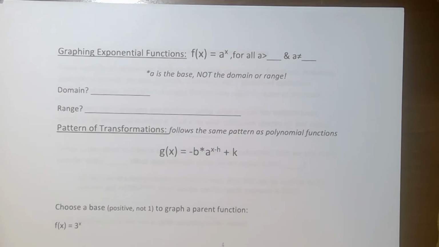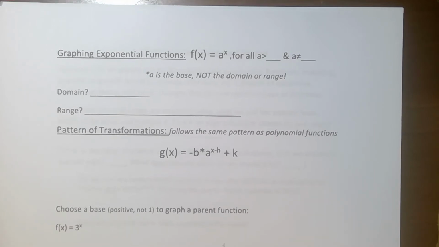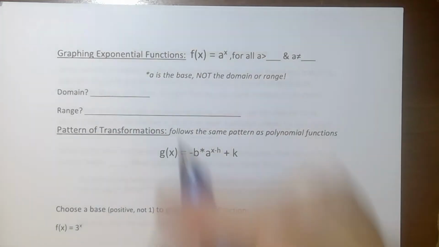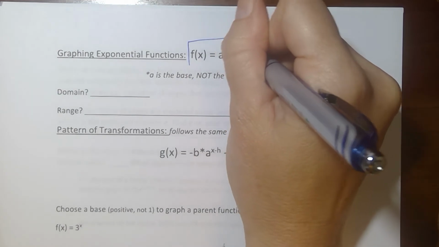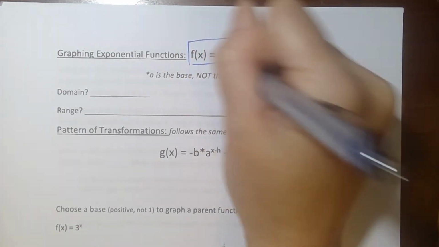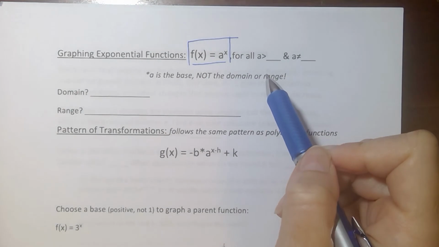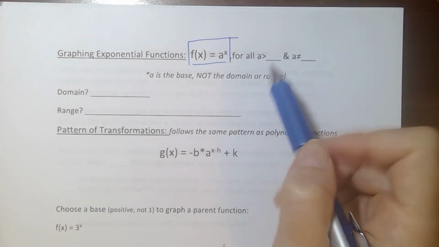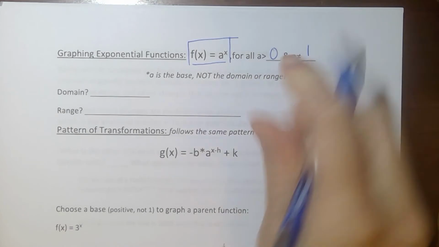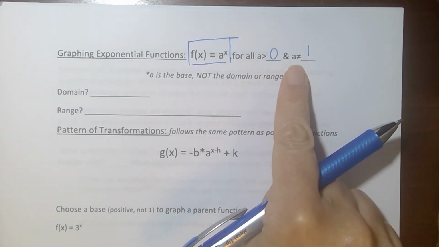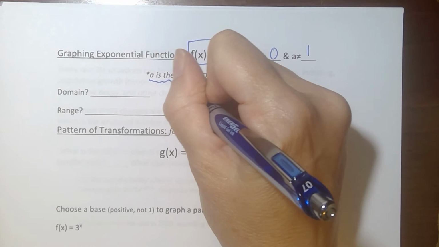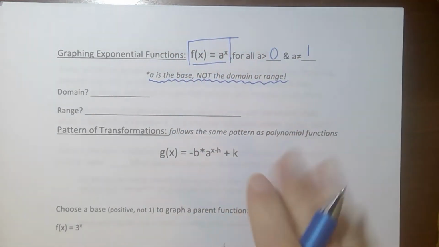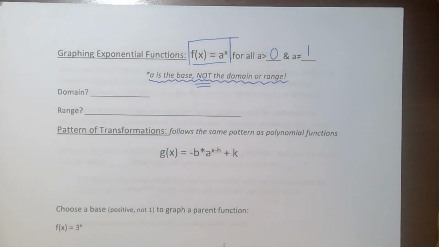What about graphing exponential functions? Well, graphing exponential functions are going to follow our pattern of transformations that we learned in the last unit, but we need to identify what the shape of our graph is going to be. We did introduce the parent exponential function when we introduced all of our families of functions, but we didn't focus on our exponential function shape. F of x equals a to the x for all a greater than 0 and not equal to 1. Remember, that is our definition for an exponential function. Notice that a is the base of my exponent. It is not the same thing as the domain or the range for my graph.